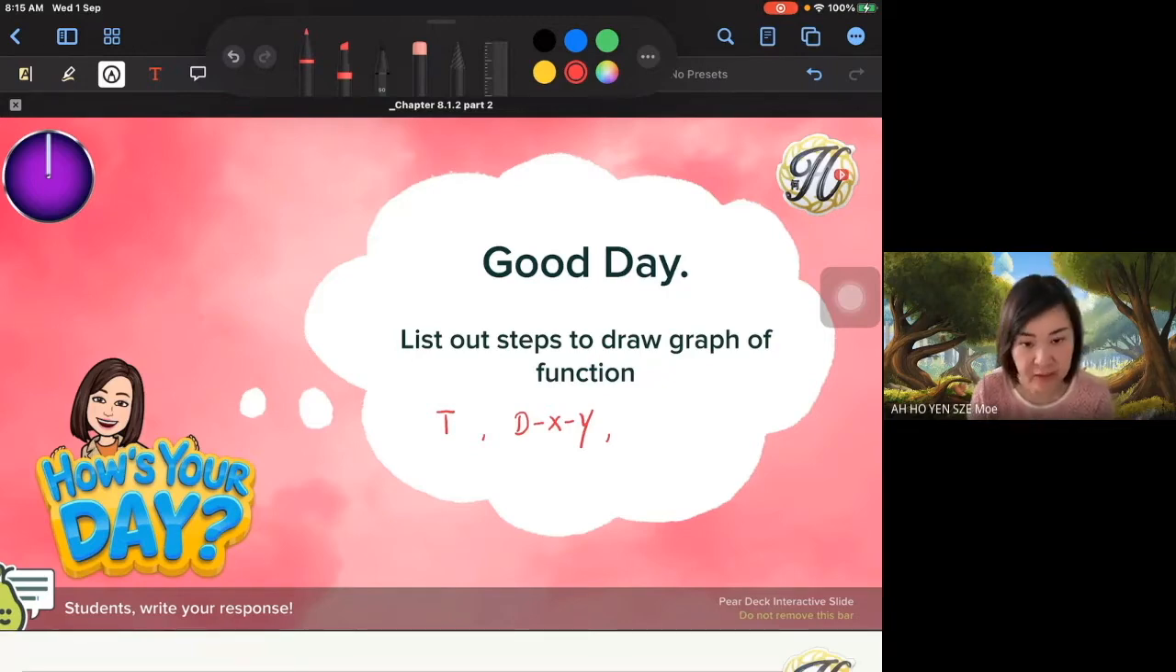Then the next one, P, is plot. Then the last one, join. Just 4 simple steps. To remember, I always say: take away your Dota game and your PUBG game, then join the class. So easy for you to remember. Draw XY means draw the axis of x and the axis of y.